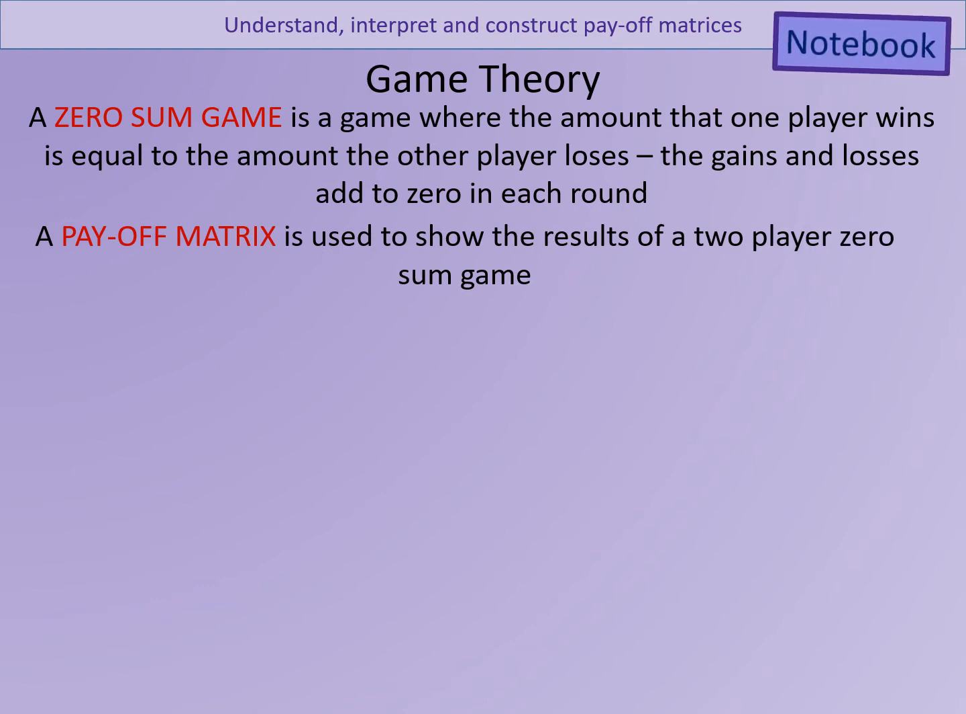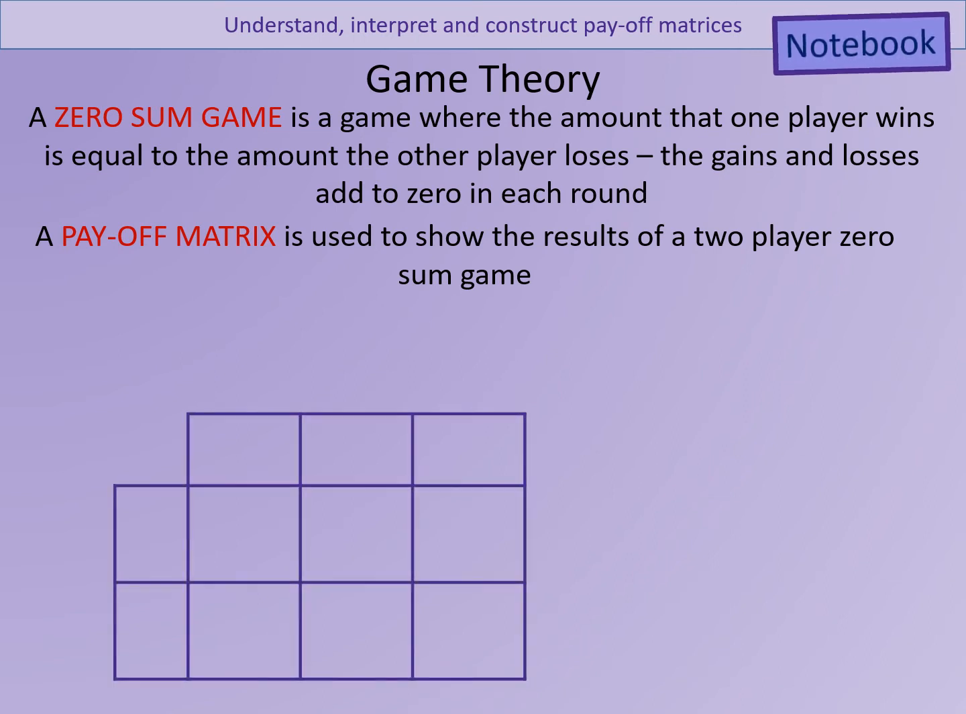A payoff matrix is used to show the results where there are several different options for each player. Here's an example of a payoff matrix.